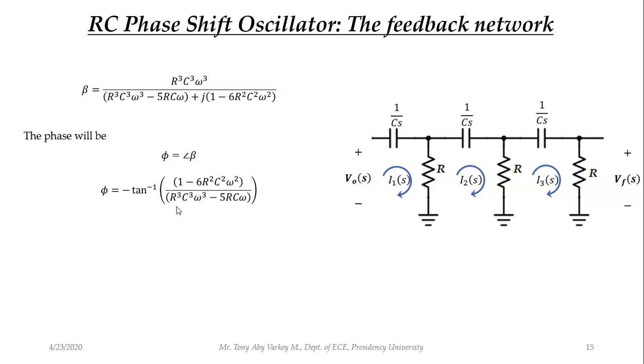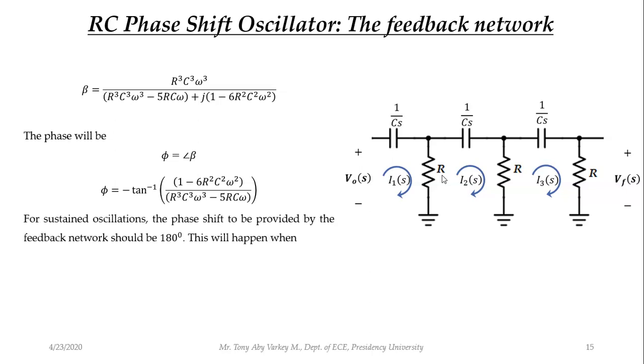The amplifier is giving a phase of 180 degrees because it is an inverting amplifier. So the phase provided by the feedback network should be 180 degrees, which we have already told, each section providing 60 degrees. So the phase of the feedback network should be 180 degrees in this RC phase shift oscillator. This will happen when this phase is equal to 180 degrees, so 180 degrees equals minus tan inverse of this thing.